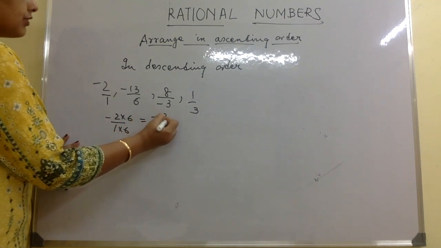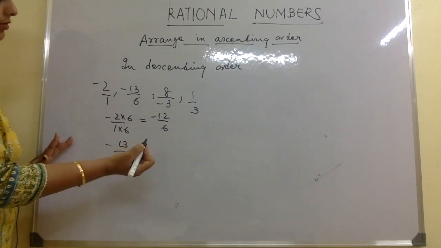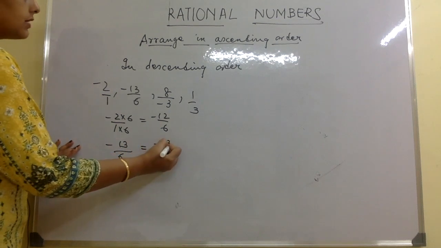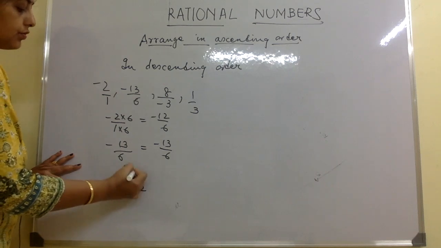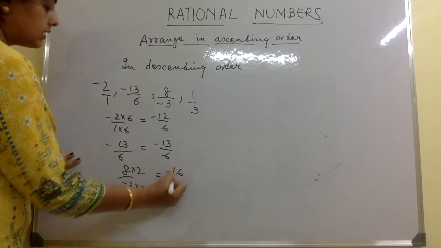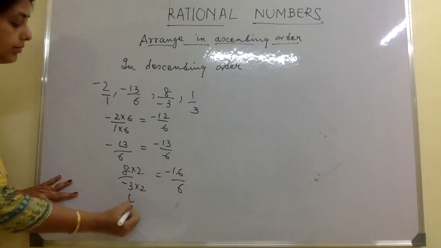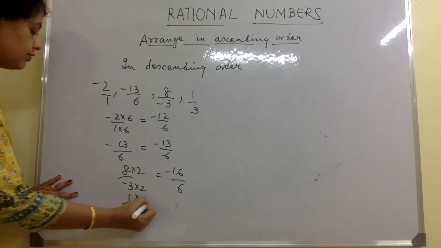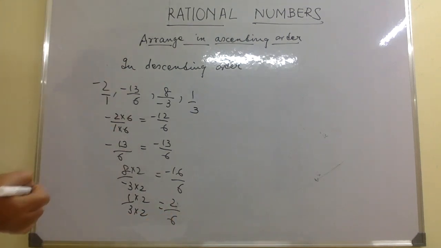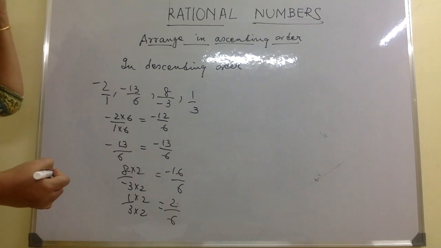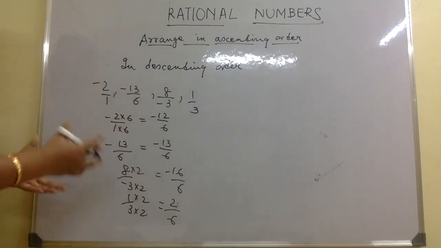Minus 12 by 6. Minus 13 by 6, we don't have to change it, we'll write it as minus 13 by 6. 8 by minus 3 into 2, that is minus 16 by 6. And the last one is 1 by 3 into 2, that is 2 by 6. So I have all of them now in like terms, as like fractions.